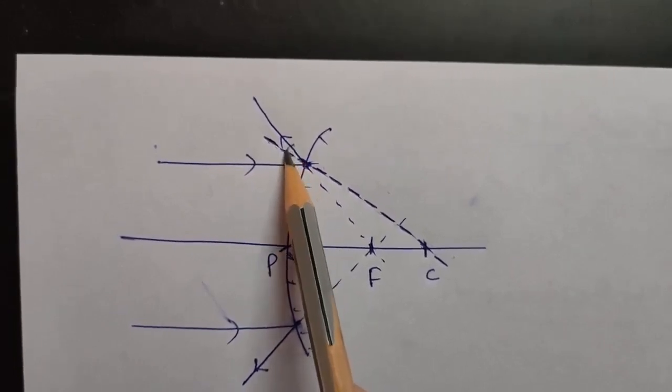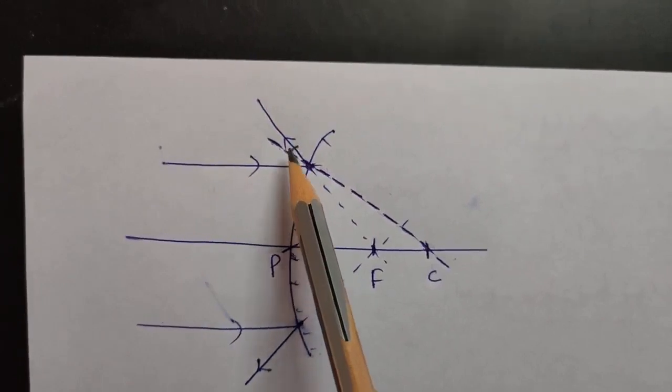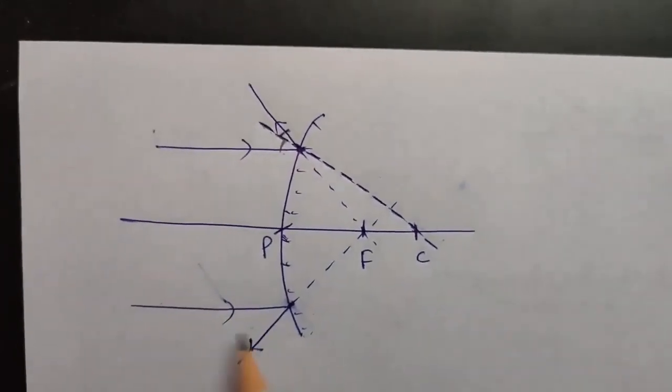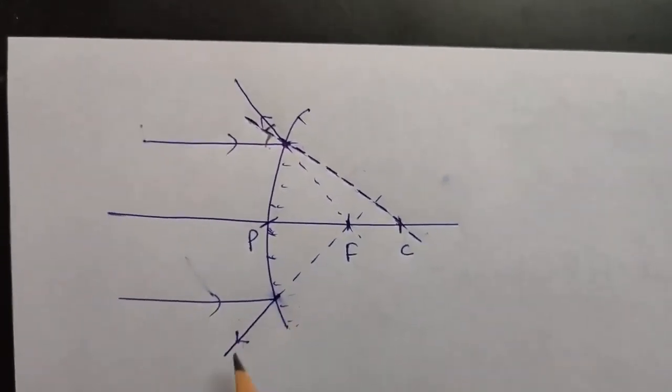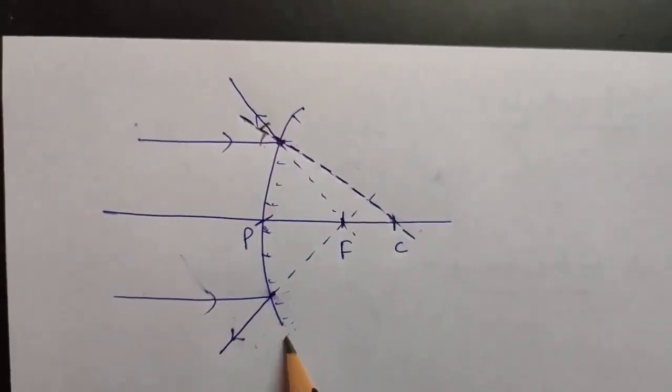This is your angle of incidence. So this is your angle of reflection. So the incident ray will go like this. Angle of incidence is equal to angle of reflection. Similarly on this side, this incident ray will go like this. Now as you can see, these are going in different directions. So this is a diverging mirror.